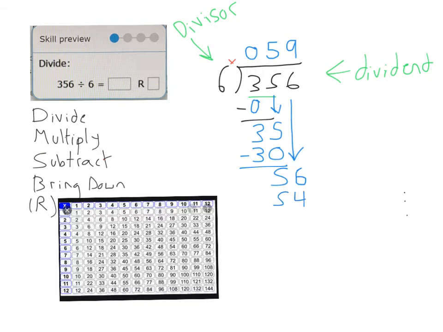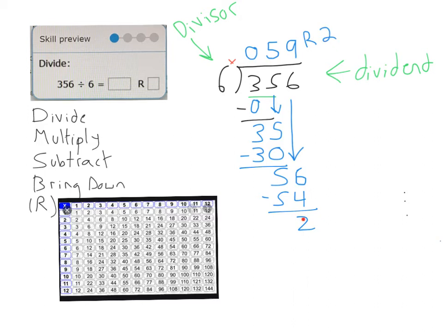Next we subtract. 56 minus 54 is 2. And next we bring down. But Ms. Cooper, there's nothing to bring down. So in that case, you can think of this as the remainder as well as repeat. We are just going to go remainder 2. And that's it for that question.